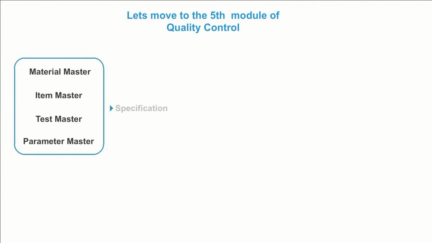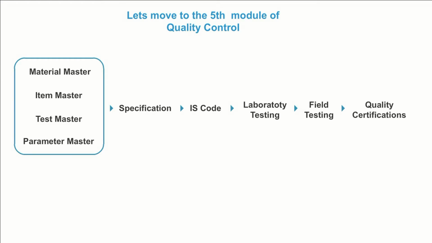Let's move to the fifth module of quality control. Specification is recorded based on inspection of item, material, relevant test report, and proper parameters. The item will be executed under its code references. And after laboratory tests and field tests, quality certification reports are generated.